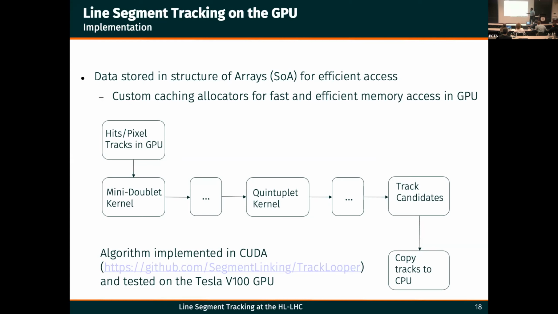And we store data in a kind of weird format called structure of arrays, where a particular parameter for a particular object is stored in sequence. For instance, if you want to store one particular parameter of the quintuplets, you just store all of them alone in sequence instead of storing entire objects in sequence. This is mainly for efficient access on the GPU front. And it turns out allocating memory in GPU has a lot of overhead, so we came up with some custom caching allocators that can speed things up quickly.